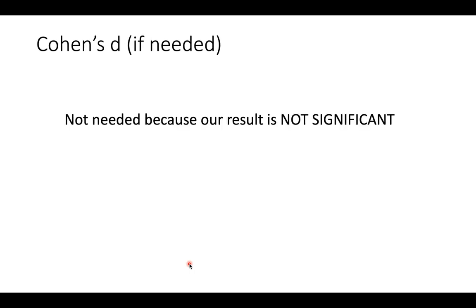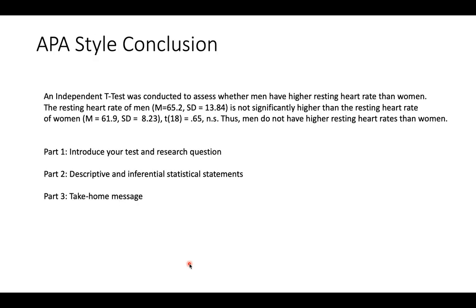We do not need an effect size. We don't need Cohen's d because we're not significant. So we can just breeze on past that one and get right to our APA style conclusion. Just three major parts. First, we introduce our test and our research question. An independent t-test was conducted to assess whether men have higher resting heart rates than women.